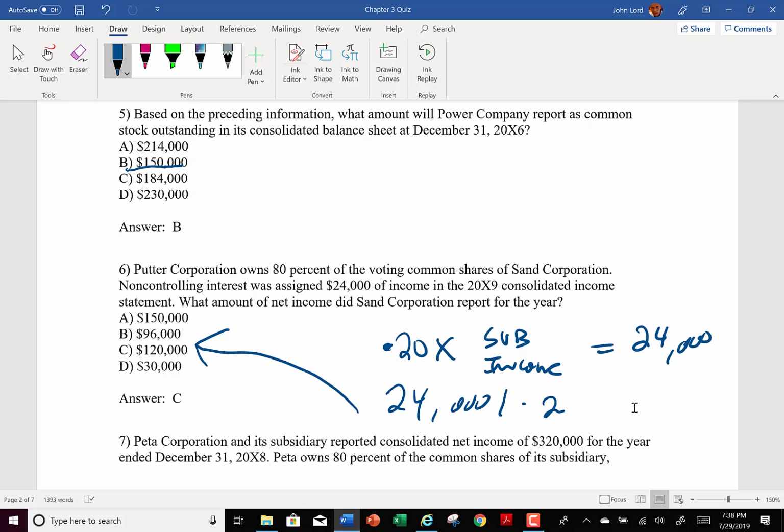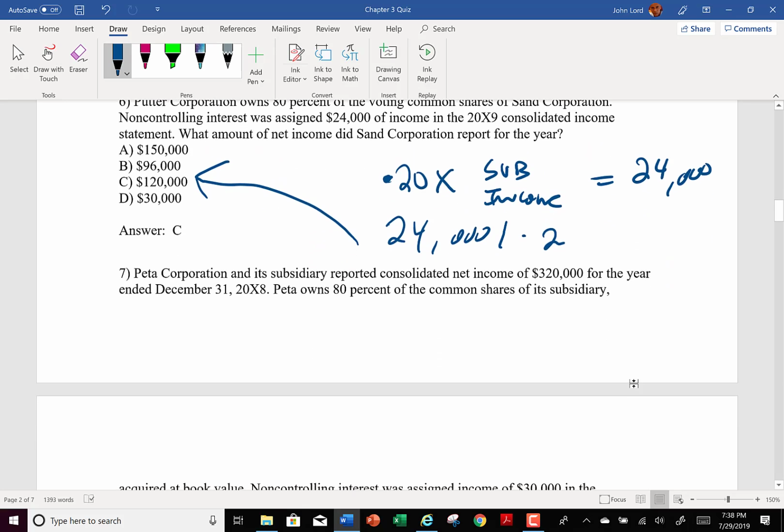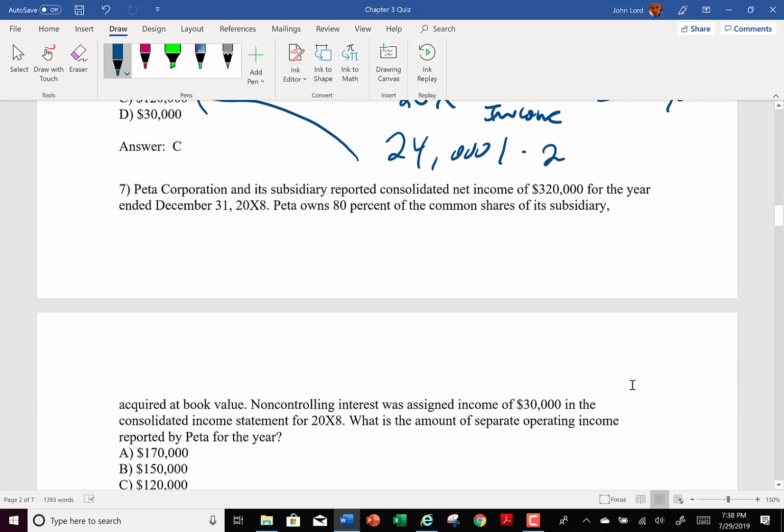Okay, so those first few were pretty simple. Now we start getting into some of these others, and you have to really get your mind into thinking about how we looked at the spreadsheet as the numbers go across. They tell me Peta Corporation and its subsidiary reported consolidated net income of $320,000. Now that $320,000 is the big consolidated number. It includes what?